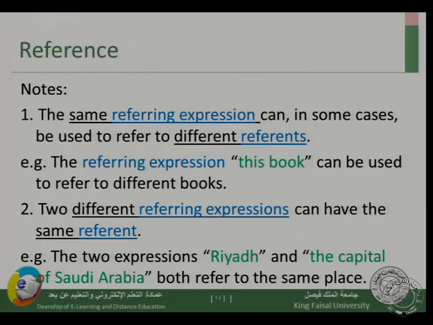The second point: two different referring expressions can have the same reference. This is more or less the opposite of the first one. In the first one we have one referring expression, more than one referent. Here we have different referring expressions and only one referent.